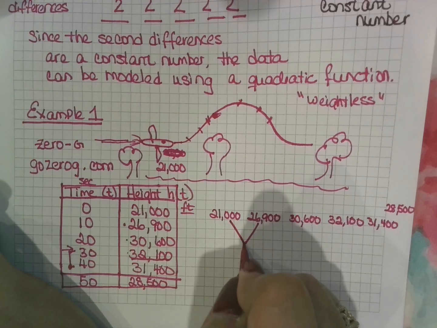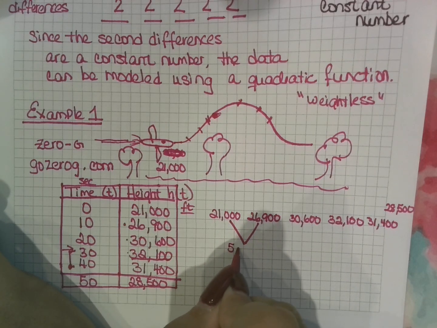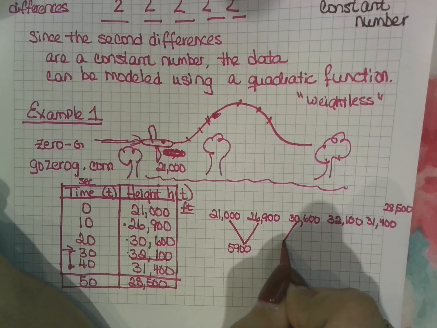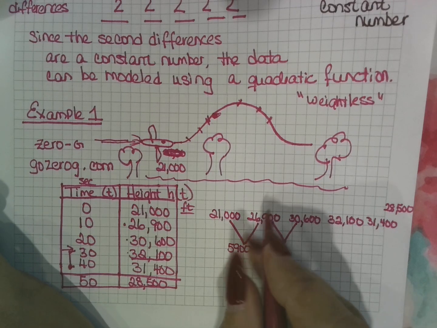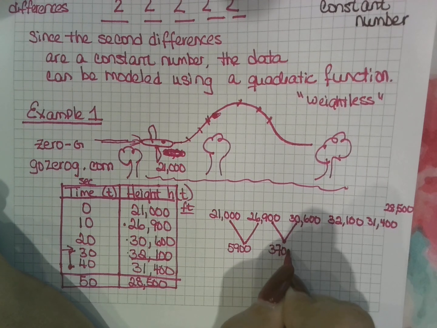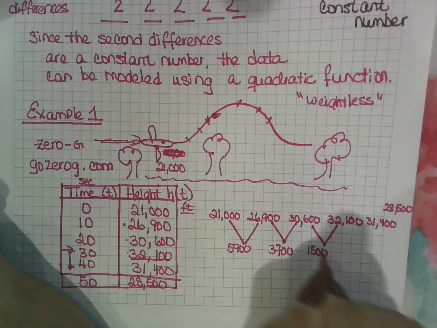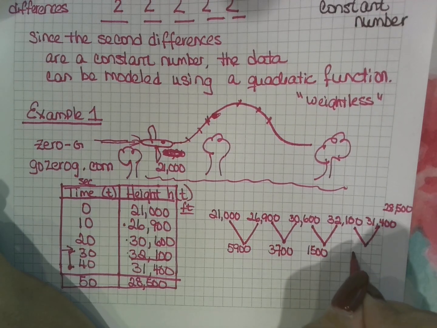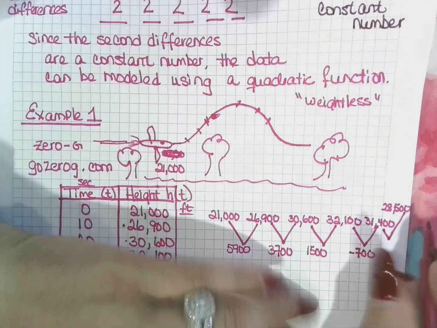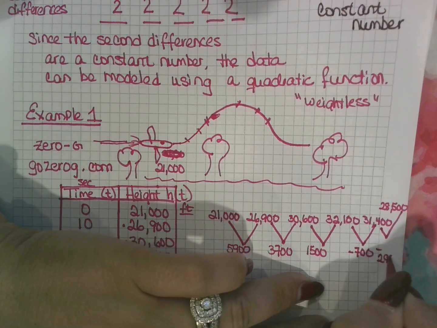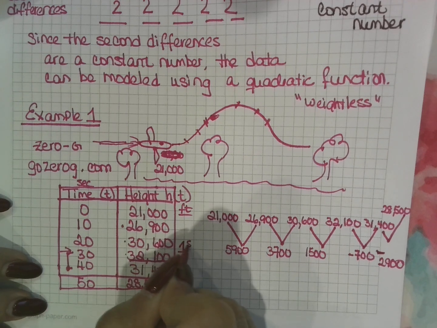We're going to take this and subtract that from it. If you do 26,900 minus 21,000, you're going to get 5,900. Then we're going to do this minus this. So 30,600 minus 26,900 gives us 3,700. Then this one minus this one gives us 1,500. Then this minus this gives us negative 700. And finally, this guy minus that guy is negative 2,900. Now by looking at these, we can see these are all very different numbers. And these are your first differences.